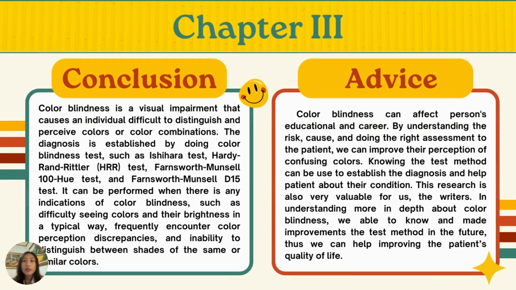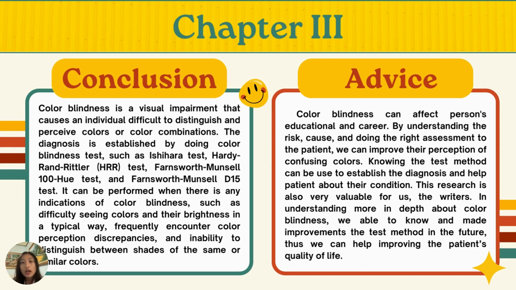The conclusion of our presentation: color blindness is a visual impairment that makes it difficult for an individual to distinguish and perceive colors or color combinations. The diagnosis is established by doing color blindness tests such as the Ishihara test, Hardy-Rand-Rittler test, Farnsworth-Munsell 100 Hue test, and Farnsworth D15 test, and it can be performed when there is any indication of color blindness, such as difficulty seeing colors and their brightness in a typical way, frequently encountered color perception discrepancies, and inability to distinguish between shades of the same or similar color.